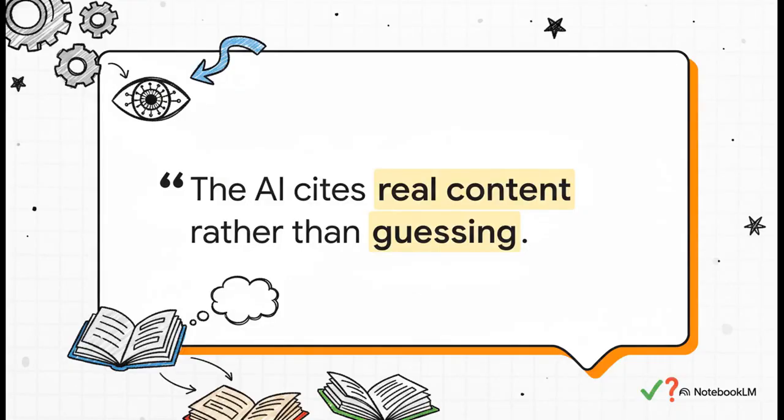And this right here, this quote, is the absolute magic of RAG. This is why we do it. Because when you do this, the AI cites real content rather than guessing. You're grounding it in facts. You're giving it a source of truth. And that just crushes the hallucination problem. It makes people actually trust the answers they're getting.